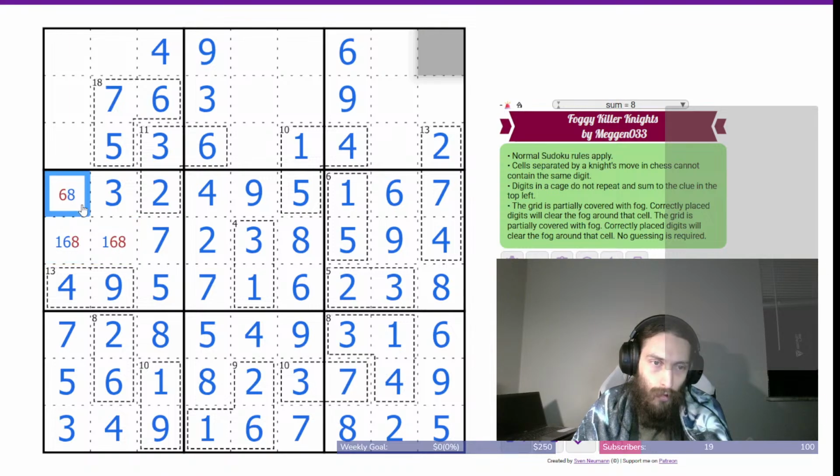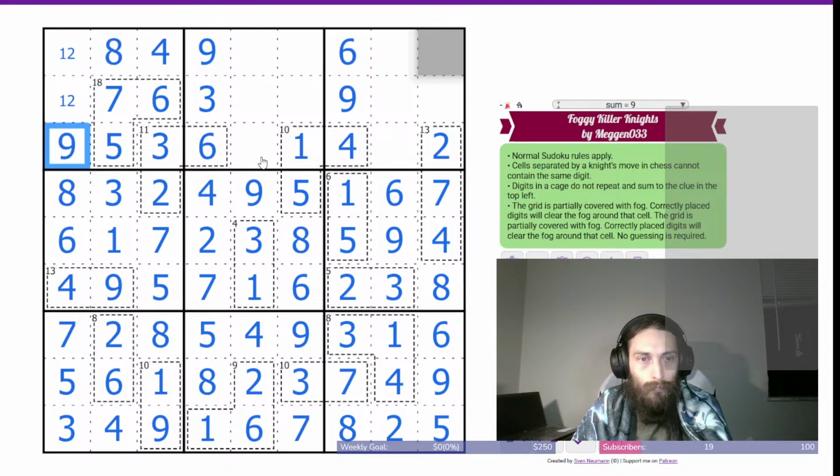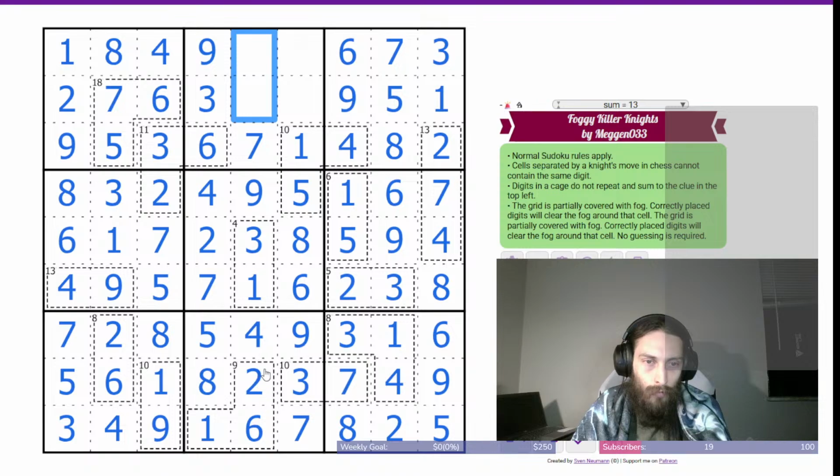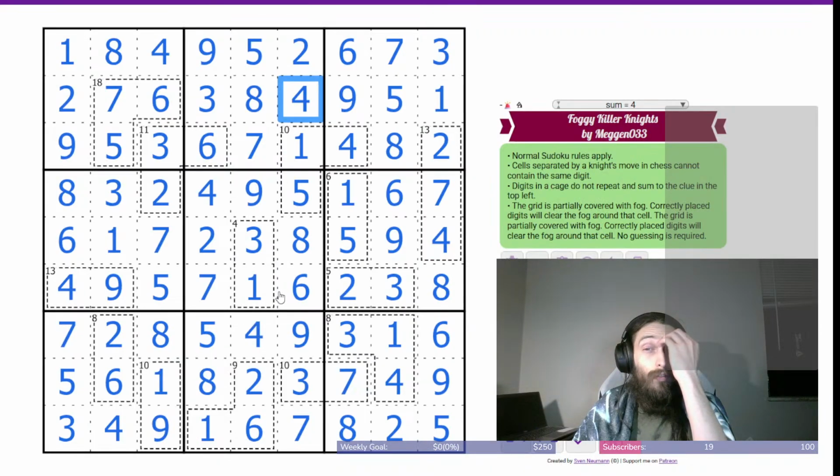6, 6. Column 2's an 8. 7 and 8. 8, 7, 1. 5 and 8. 2 and 4.